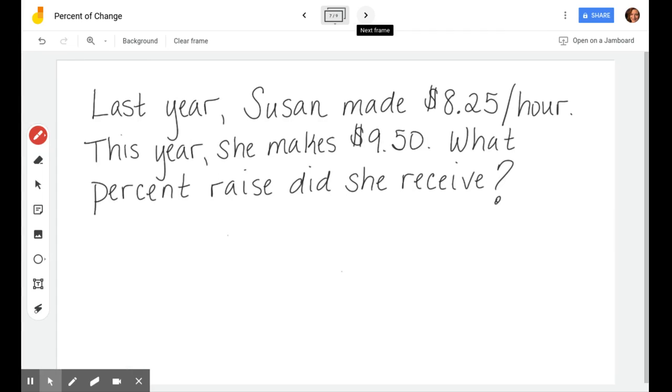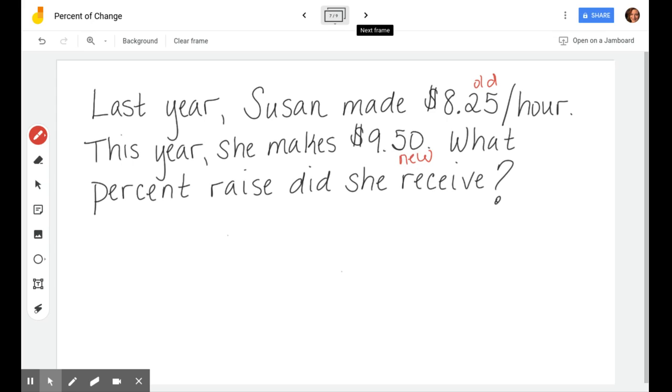Let's try a couple word problems. Last year, Susan made $8.25 an hour. This year, she makes $9.50. What percent raise did she receive? So the first thing I would always do is figure out which is the old one, which is the new one. So last year, we're going to call that the old one. And then this year is the $9.50. We're going to call that the new one.